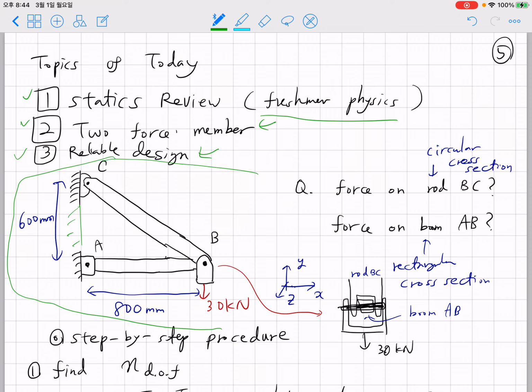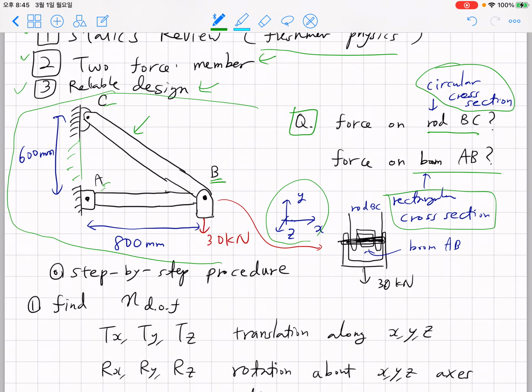So this problem asks: what will be the force acting on rod BC? This is the rod connecting B and C, so we call this rod BC. I don't know why, but somehow our textbook calls a beam with a circular cross section a rod, and a beam with a rectangular cross section a boom. I'm not American, so I'll just follow their naming. We have point A here and point B. The problem also asks for the force on boom AB. The problem also takes the coordinate system as XYZ in this way.